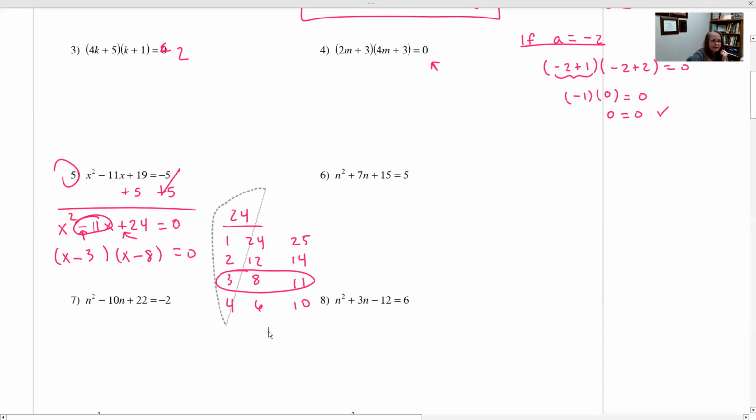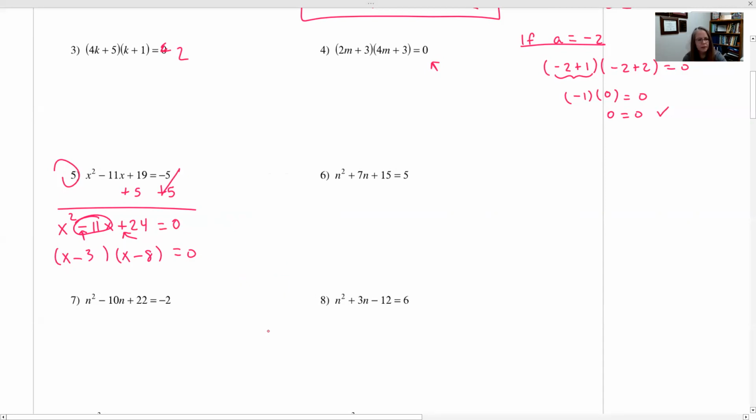Now that I've done that, now that I have prime factors equals 0, then I can set each one of those factors equal to 0 and solve for x.